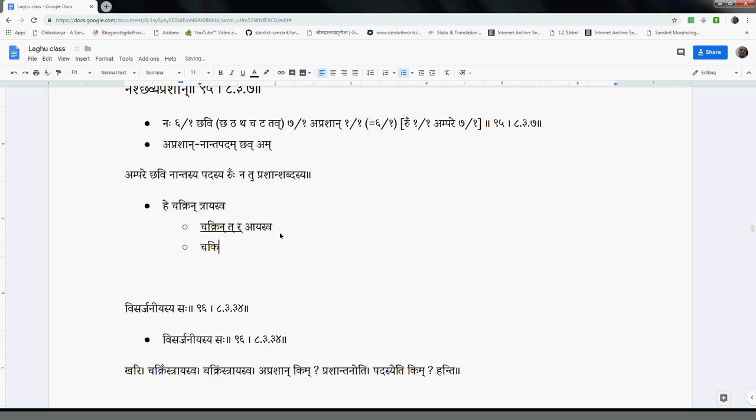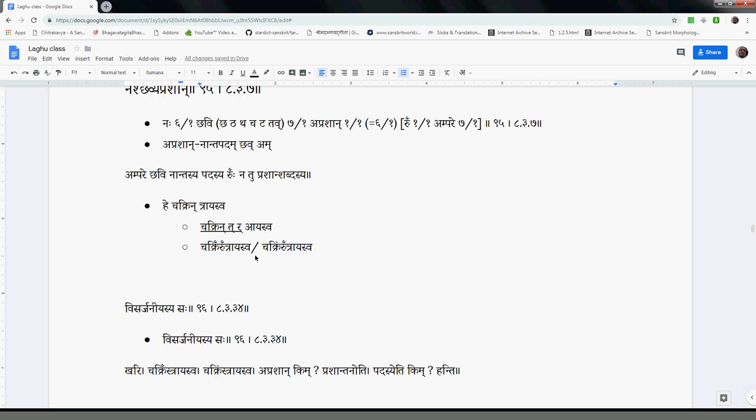Ru is the adesha, so you will get chakrin. What chakrin? Chakri ru. The nakara gets this adesha, chakri ru. Once you get chakri ru, what will happen? Immediately this has to be preceded by either an anunasika or an anuswara. Therefore you will get either of these: chakrin with an anuswara, or chakrin ru trayasva. So these are the two optional forms now, while deriving.